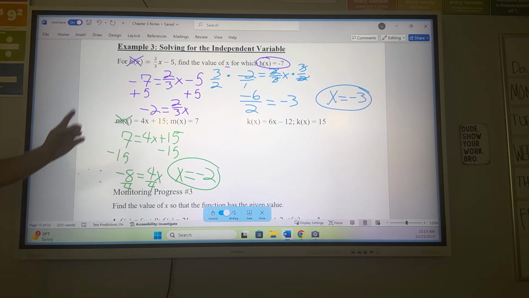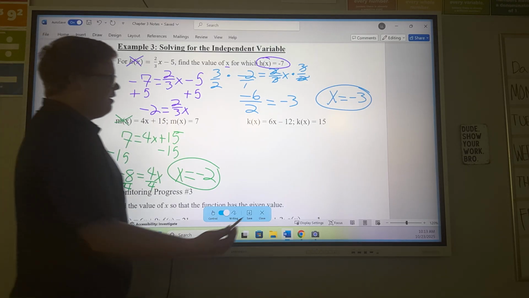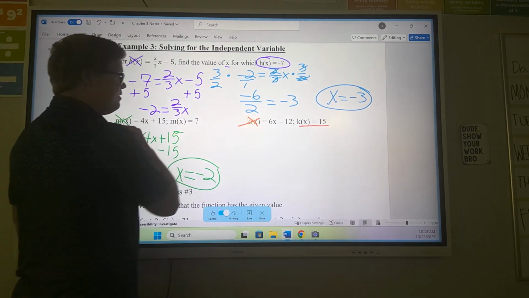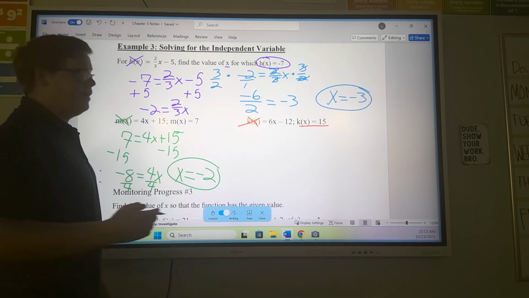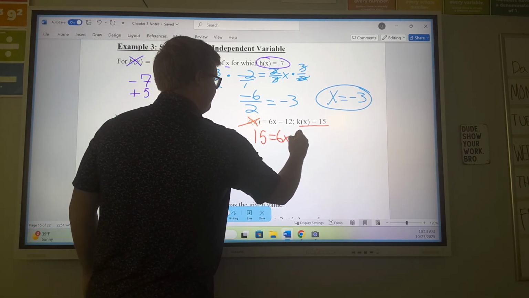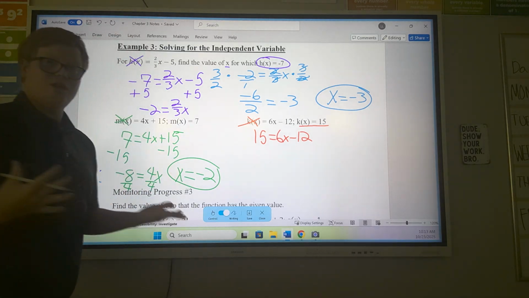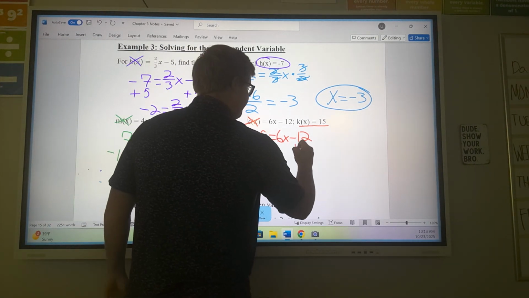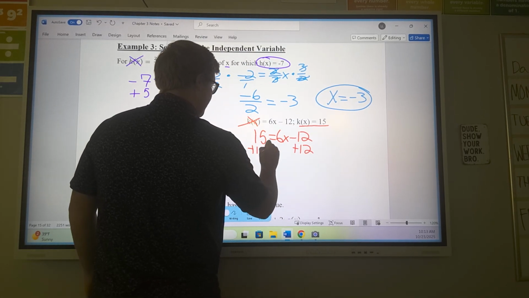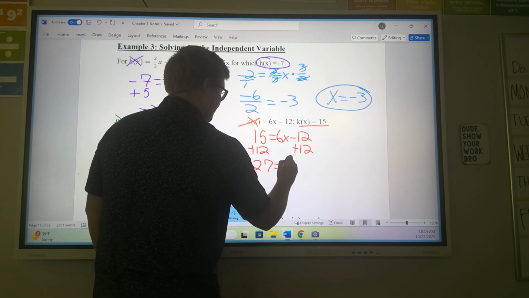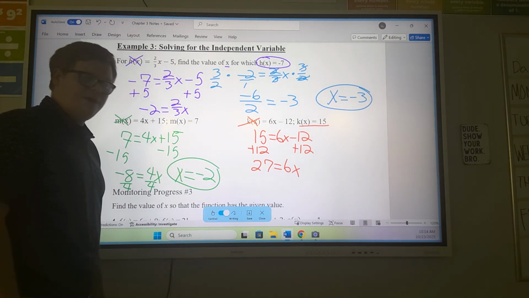Okay, now we're going to solve the one on the right. We see immediately k of x equals 15. That means we are knocking out our k of x. We are putting 15 in its place. 15 equals 6x minus 12. Again, we are just solving this like a normal linear equation. We add 12. We know 15 plus 12 is 27. Now we have to divide by 6.